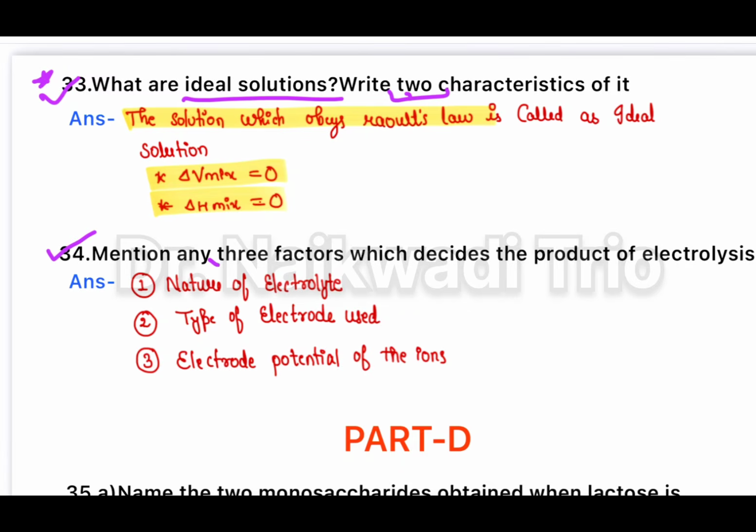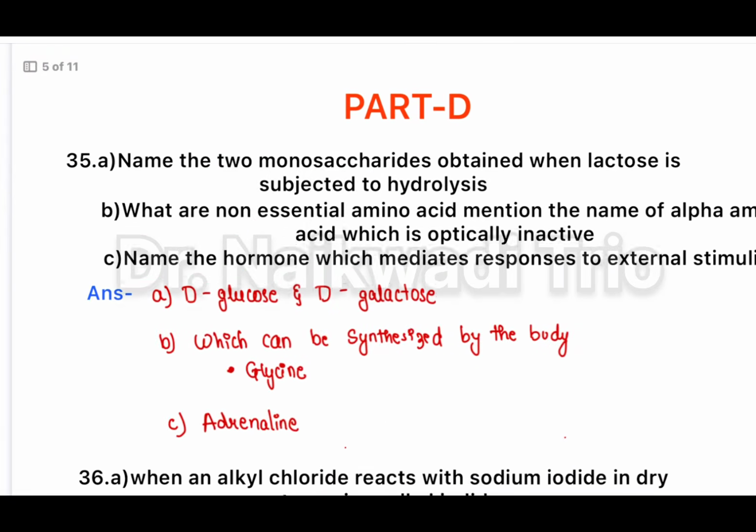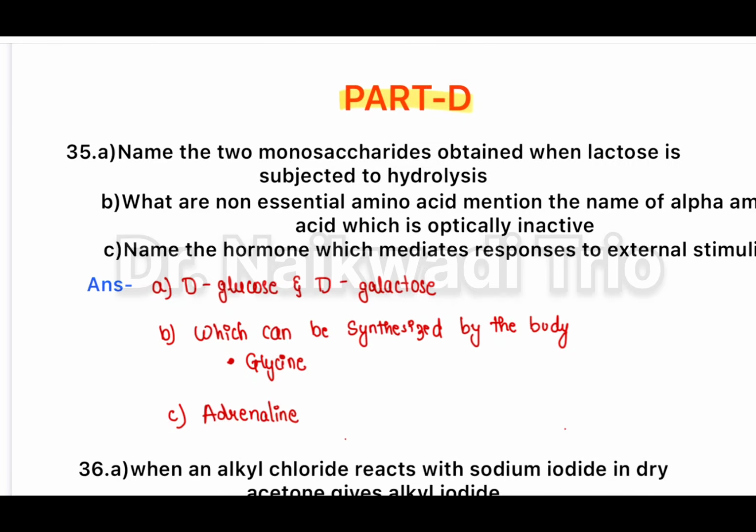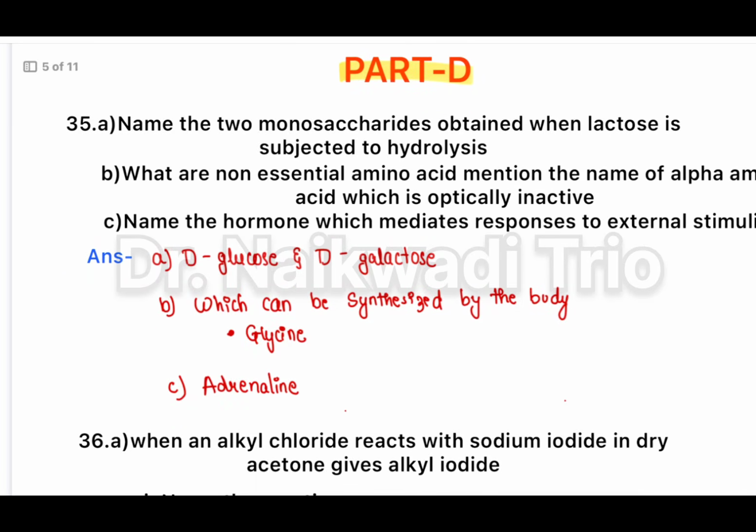Next, question 34: you have to mention any 3 factors which decide the product of electrolysis. This is also the same question which we have discussed. That is nature of the electrolyte, type of electrode used, and electrode potential of the ion. Next is part D. So this mainly has 5 marks questions. Now the first question they have asked is to name the 2 monosaccharides obtained when lactose is subjected to hydrolysis. The answer to this question is D-glucose and D-galactose.